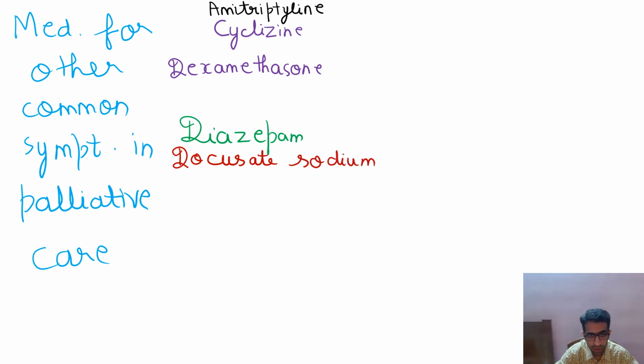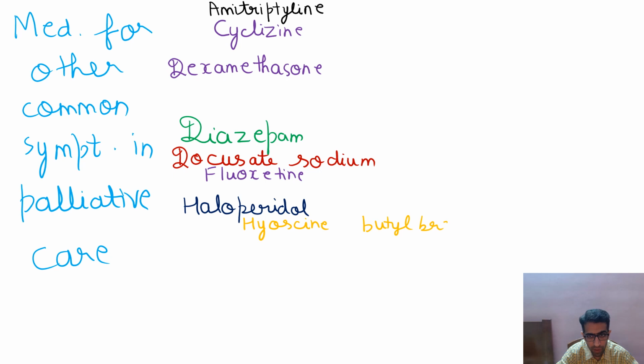Then we have fluoxetine. Fluoxetine belongs to which class of antidepressants? Yeah, please mention it in the lovely beautiful comment section for you. Then haloperidol belongs to which group of drugs? Please do mention it in the YouTube comment section. Then talking about hyoscine butyl bromide. Hyoscine, which group of drugs does it belong to? Please mention it in the YouTube comment section.